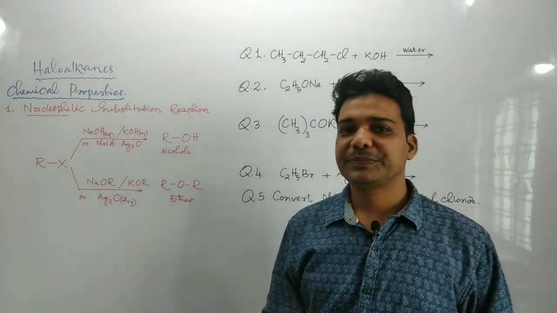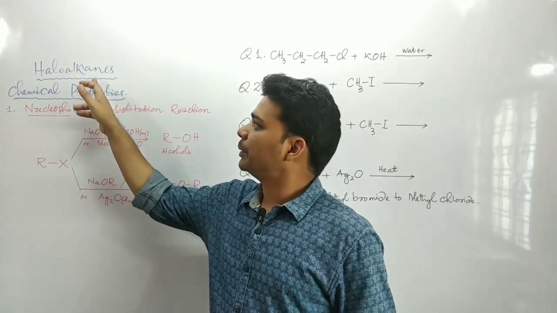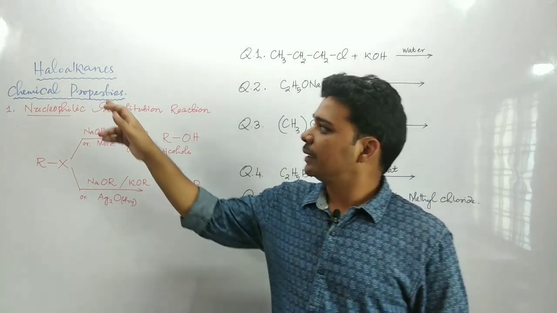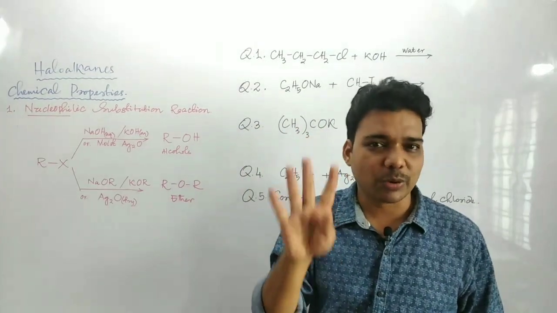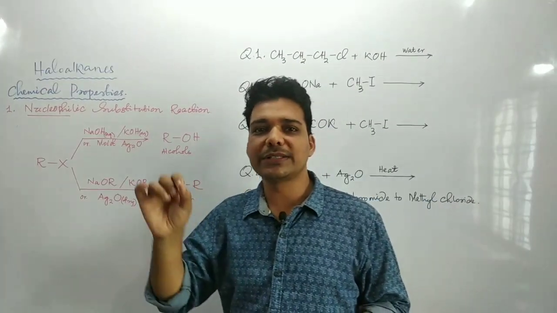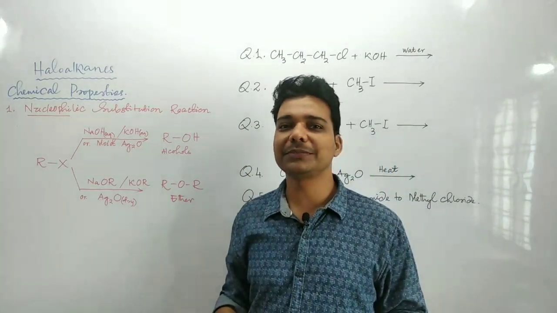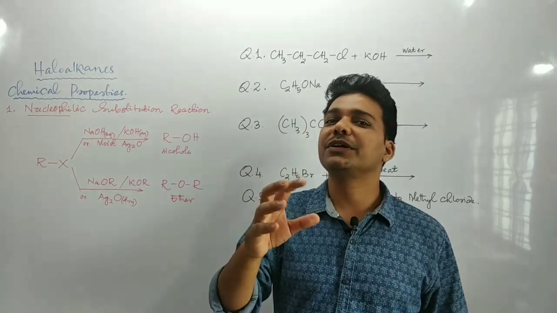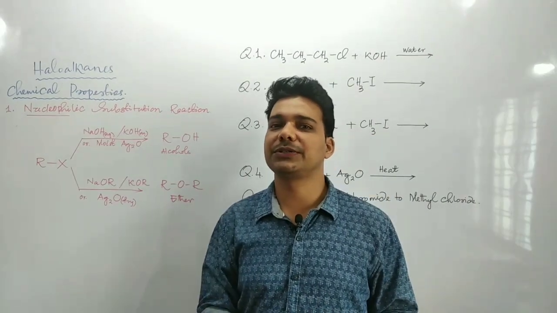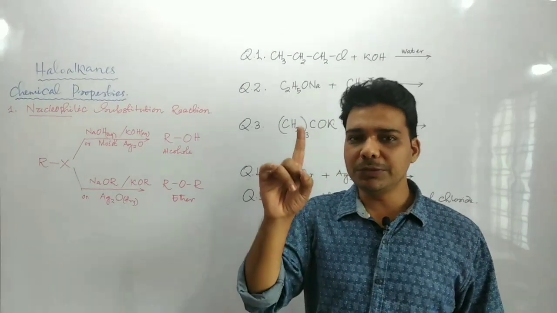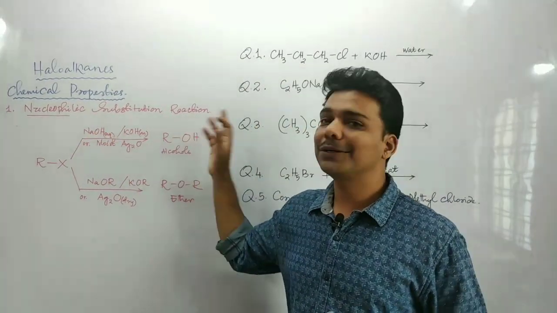Hello students, in our last chemistry class, we discussed the chemical properties of haloalkanes, right? Under chemical properties, we had to discuss four different chemical properties. One is nucleophilic substitution reaction, the second one is dehydrohalogenation or elimination, third one is reaction with metals, and the fourth, the last reaction which was to be discussed, is reduction. Only one reaction we have discussed so far, nucleophilic substitution reaction.